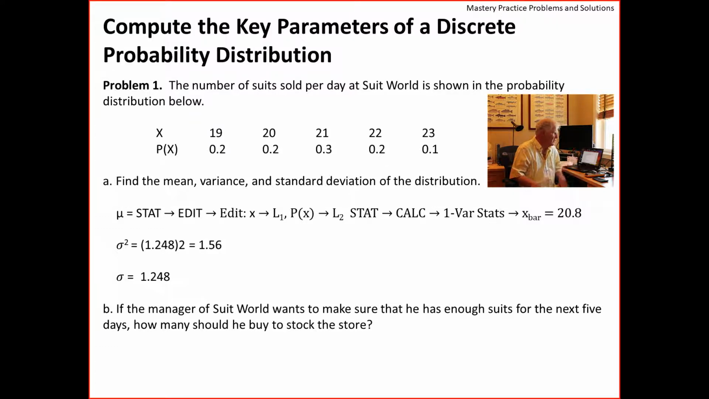Now I want to look at problem B, because problem B has another lesson in it. It says, if the manager of Suit World wants to make sure that he has enough suits for the next 5 days, how many should he buy to stock the store? So let's assume that 5 days is a week, because if you look up above in problem 1, it says the number of suits sold per day. Oh, gosh. I didn't see that myself. Okay. Let me think about this for a second.